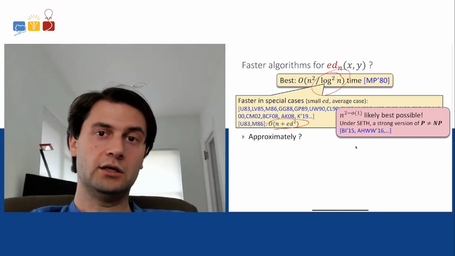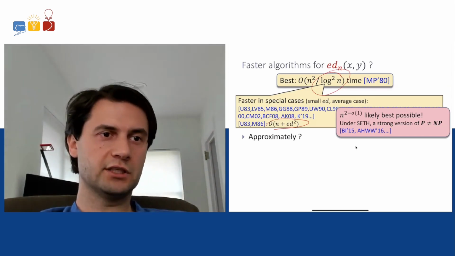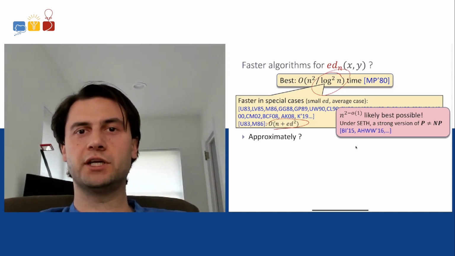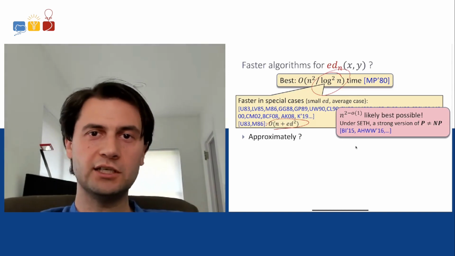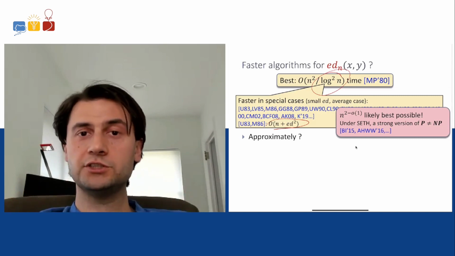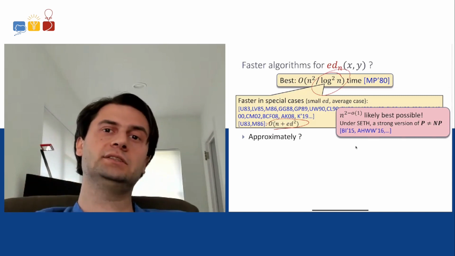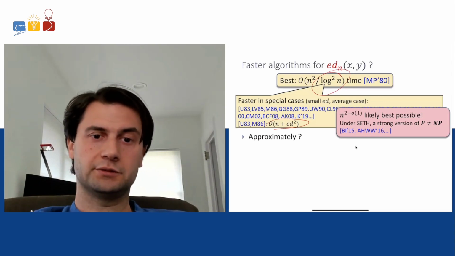Just like approximation algorithms have been a way to tackle problems which were NP-hard, like the TSP problem, for example, where we wanted to solve them in polynomial time up to approximation, here as well we can ask the same type of question: can we approximate the distance in time which is less than quadratic?